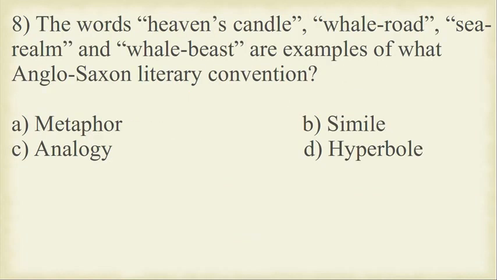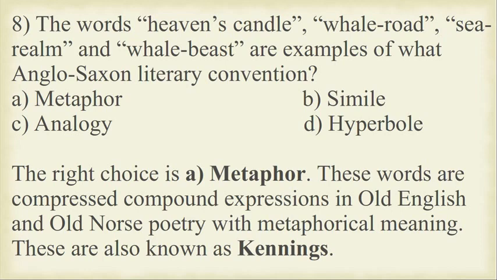Question number 8. The words heaven's candle, whale road, sea reel and whale beast are examples of what Anglo-Saxon literary convention? Option A, metaphor, option B, simile, option C, analogy, option D, hyperbole. The right choice is A, metaphor. These words are compressed compound expressions in Old English and Old Norse poetry with metaphorical meaning. These are also known as kennings.